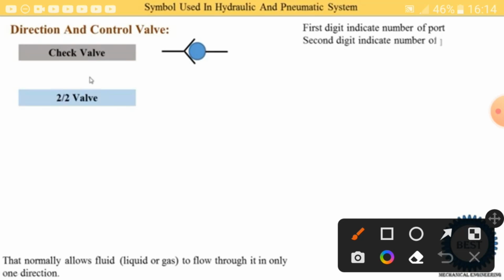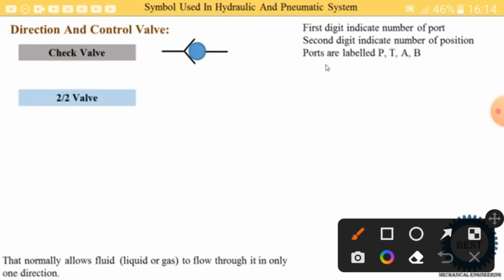The first digit indicates the number of ports, and the second digit indicates the number of positions. Number of positions means in this directional control valve two positions are possible, because here the 2 is written. The first digit indicates the port. Now there are 2 positions, so we need to draw 2 squares. First we draw one square.